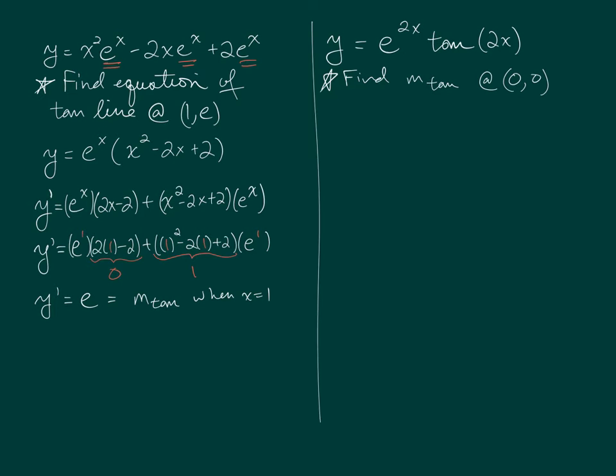So when you go through and see that 2 times 1 minus 2 is 0, that means this entire first term is 0. And 1 minus 2 plus 2 is 1. So this entire term here is 1 times e to the first power, it's just e. You get that the derivative is e. And that ends up being the slope of the tangent line when x equals 1. So this is important here. e is the slope of the tangent line when x equals 1.